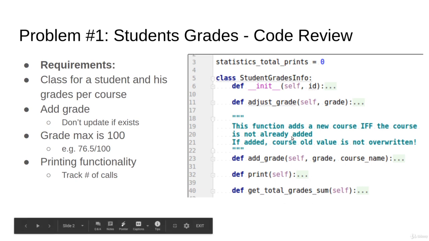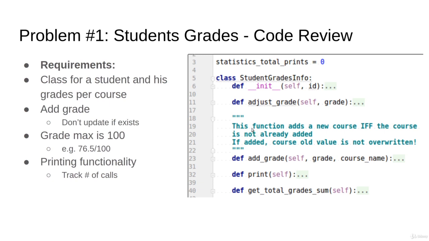As part of the description of this function, it is written that this function adds a new course only if the course isn't already added. If it is added, it will be ignored and the old value will not be overwritten. The grade maximum is 100 here, and that's all. So this is the overall task here.